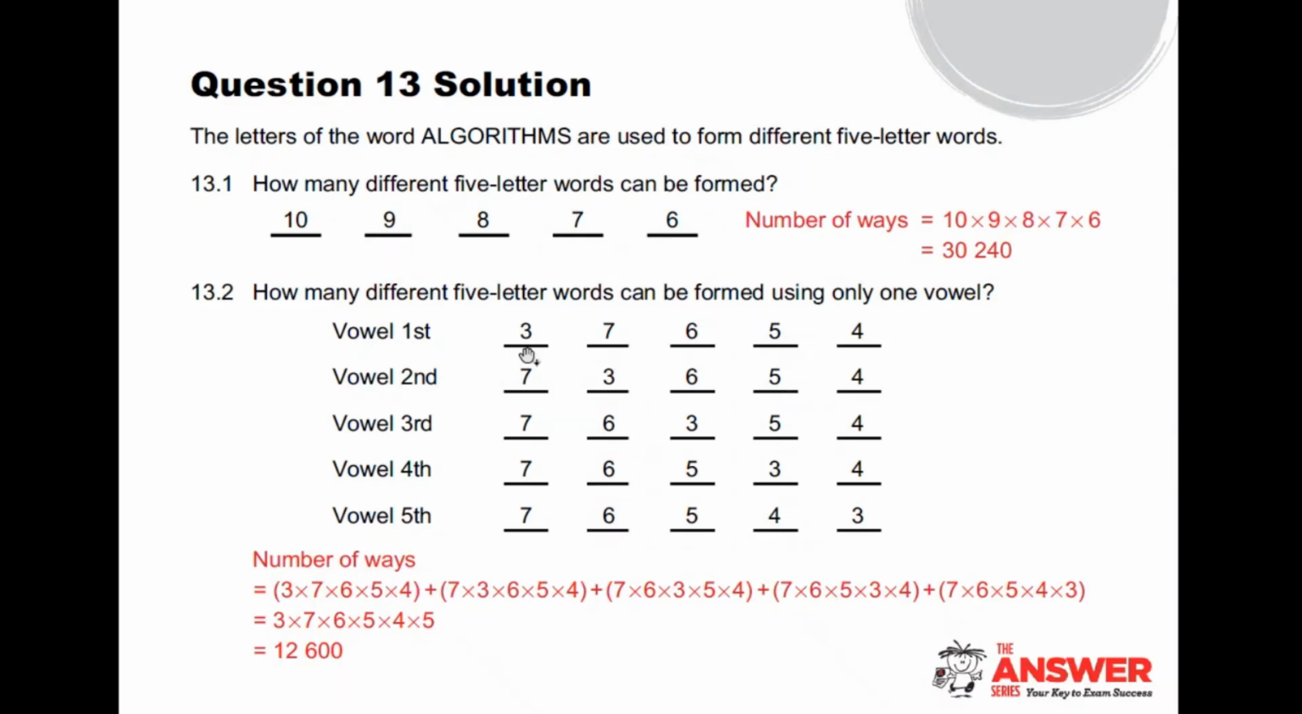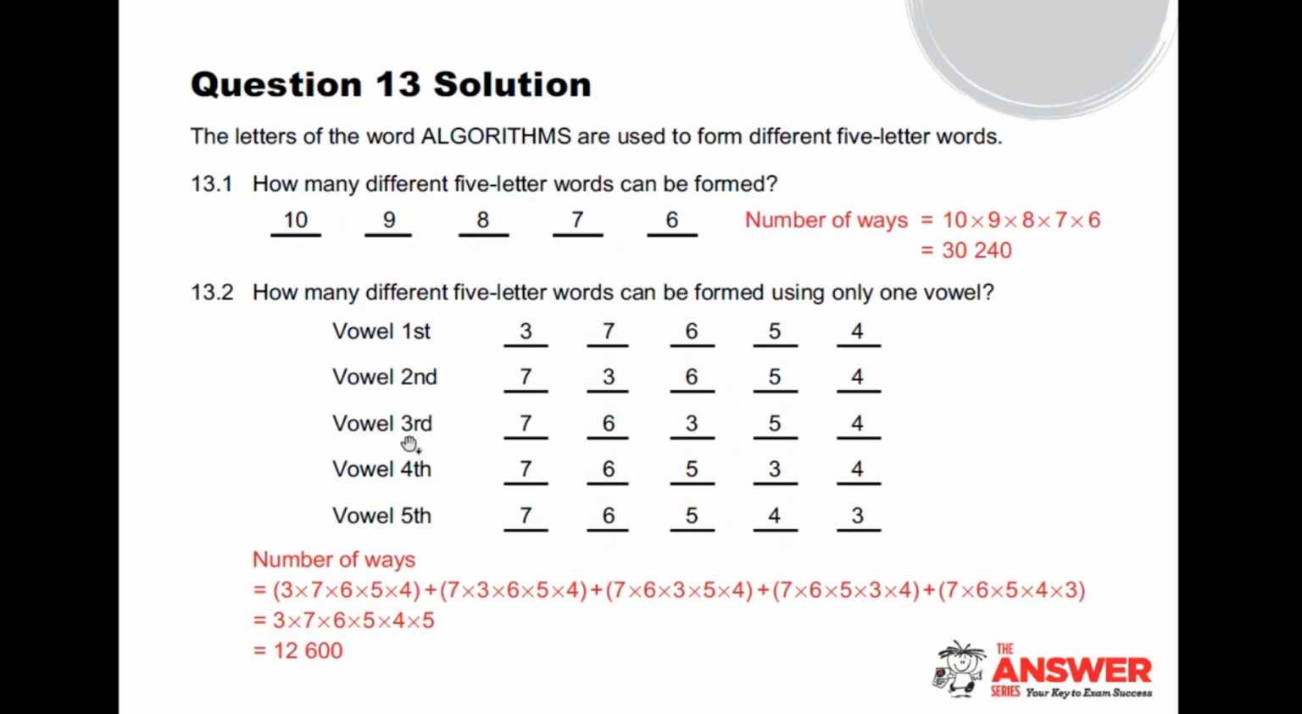So how many letters can go in the second slot? 7, then 6, then 5, then 4. That's if the vowel is in the first slot. What if the vowel is in the second slot? Then I've got 3 ways in the second slot. The first slot has to be a consonant, so 7, and then 6, 5, 4.